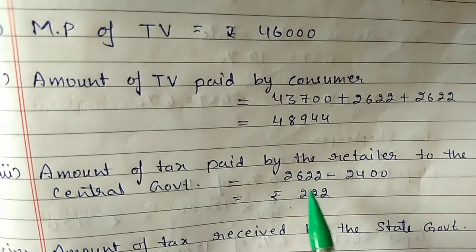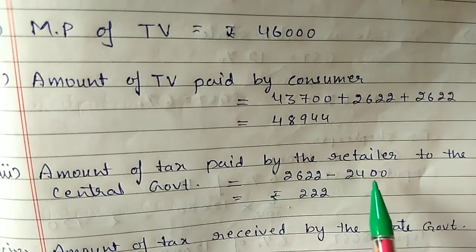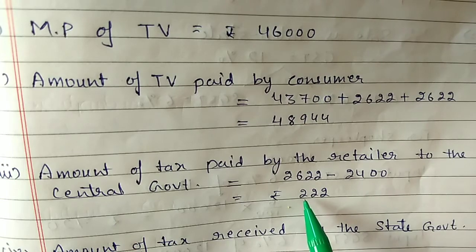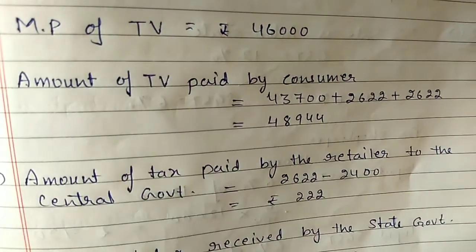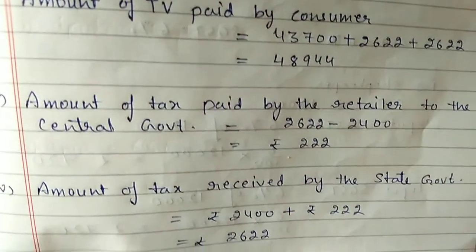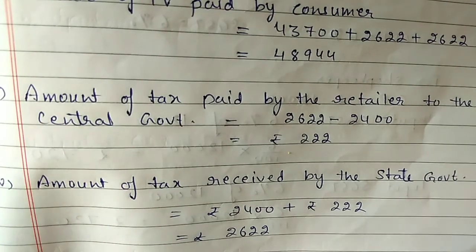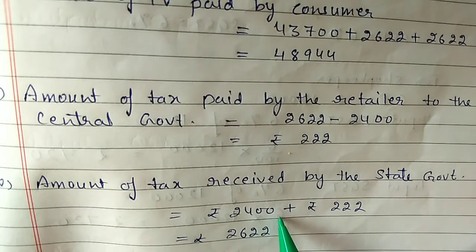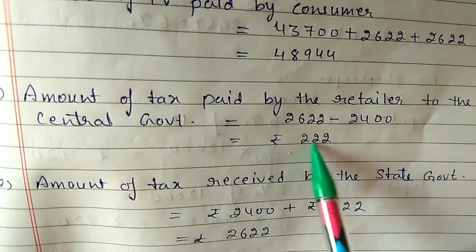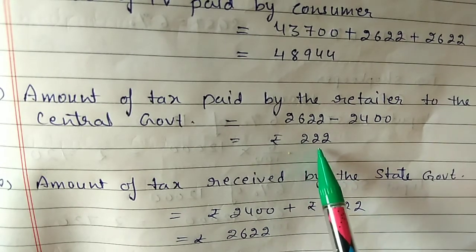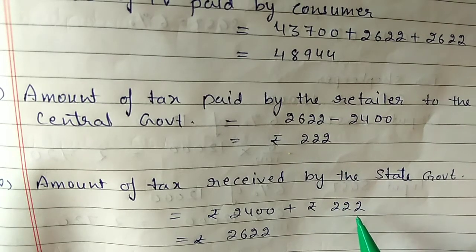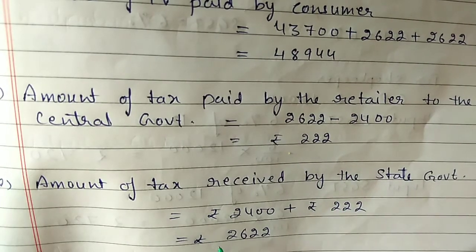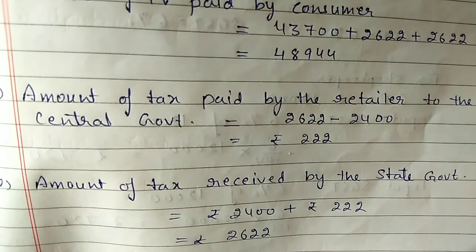Third part, the amount of tax paid by the retailer to the central government. So output CGST minus input CGST equals 222 rupees. Fourth one, the amount of tax received by the state government. The retailer has already paid 2,400 rupees first, then the difference between output and input tax, 222 rupees, he will pay later. So in total the state government will get 2,622 rupees.